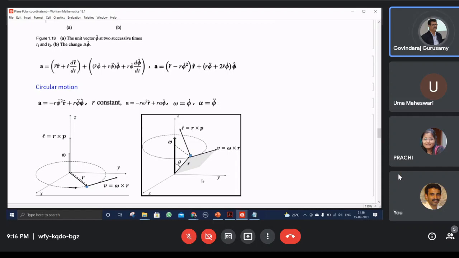I hope you are able to understand what I'm trying to explain. This plane of rotation, bring it to the xy plane. At that time, omega and L will be parallel. This is the situation. Is that right? It's very easy to read.